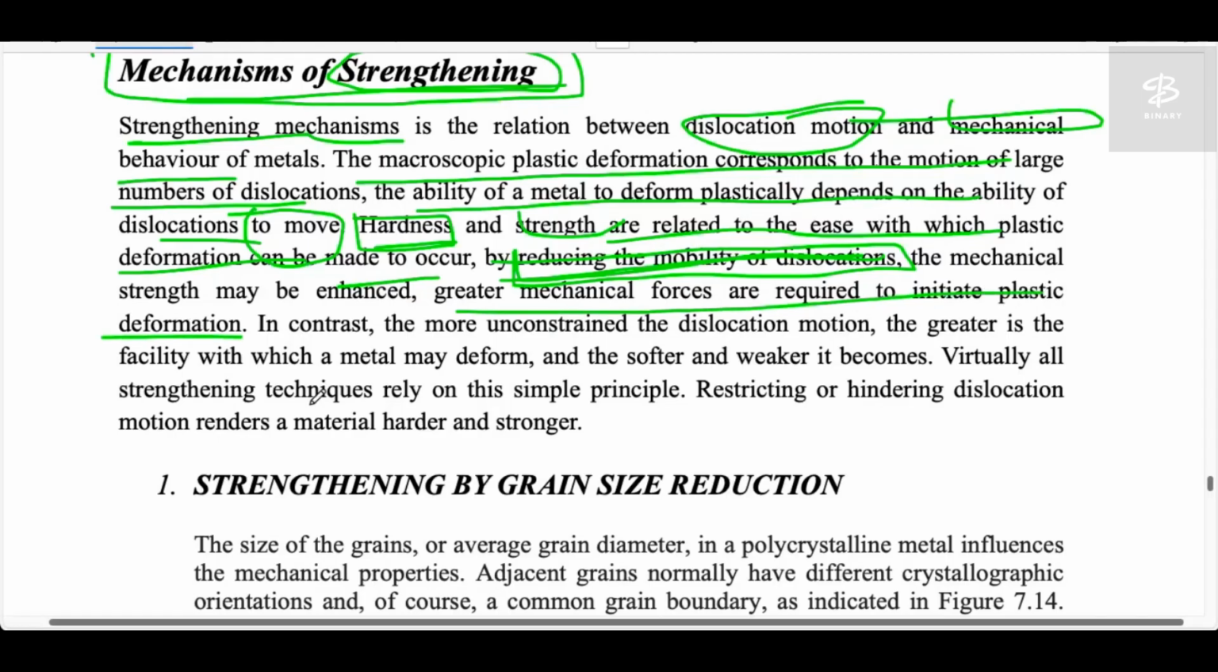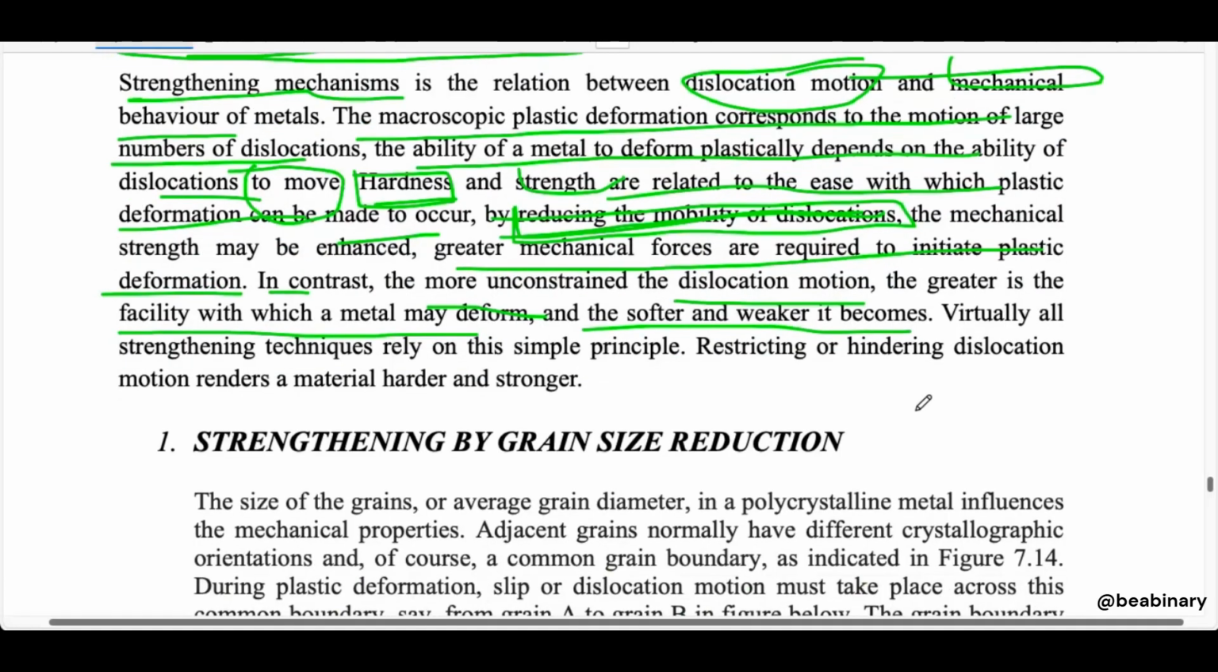Obviously, in contrast, the more unconstrained the dislocation motion, the greater the facility with which the metal can deform, and the softer and weaker it becomes. If you are able to stop or reduce the movement of dislocations, you are increasing the strength of the material. And just the opposite, what happens if you are not able to reduce the movement of your dislocations? The material will have the ability to move its dislocations very fast, and that movement of dislocations will weaken your material.